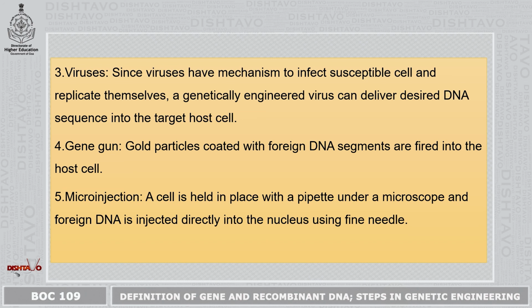So the fourth method is the gene gun, wherein gold particles coated with the foreign DNA segments are fired into the host cell. And the fifth mechanism is the microinjection, wherein a cell is held in place with a pipette under a microscope and foreign DNA is injected directly into the nucleus using a fine needle.